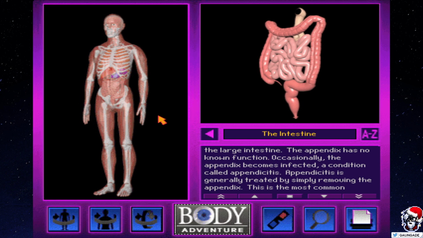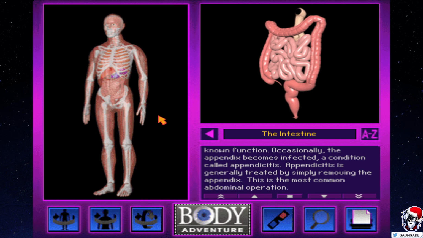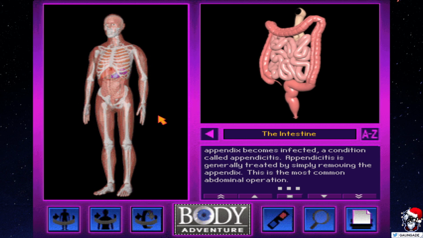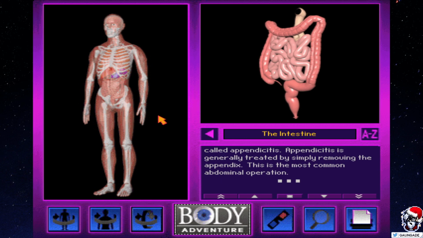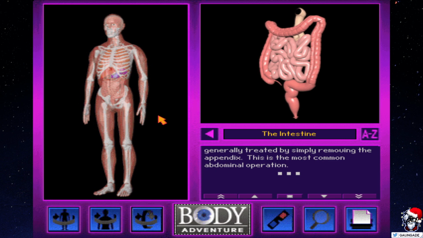Occasionally, the appendix becomes infected, a condition called appendicitis. The appendix is worthless. Appendicitis is generally treated by simply removing the appendix. This is the most common abdominal operation.